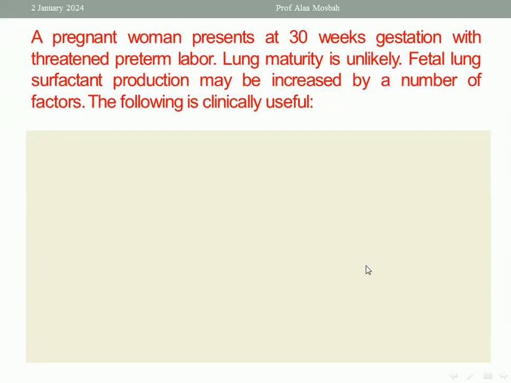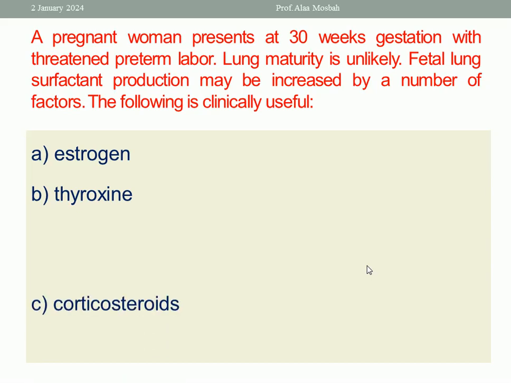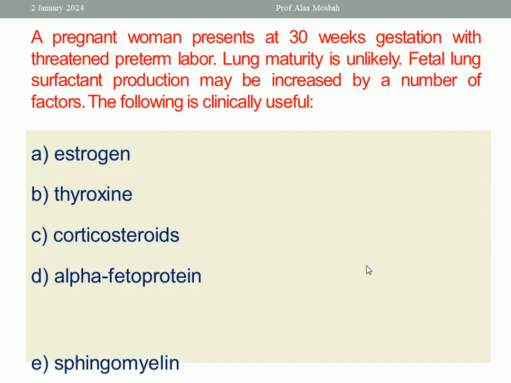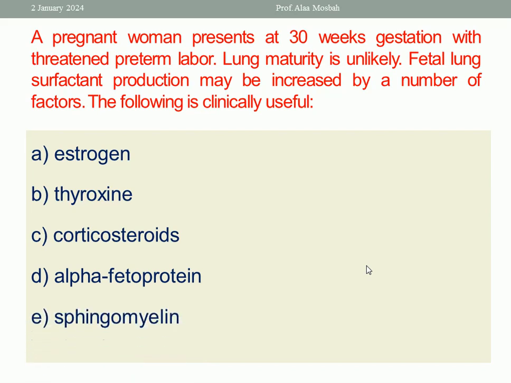A pregnant woman presents at 30 weeks gestation with threatened preterm labor. Lung maturity is unlikely. Fetal lung surfactant production may be increased by a number of factors. The following is clinically useful: A. Estrogen. B. Thyroxine. C. Corticosteroid. D. Alpha-fetoprotein. E. Sphingomyelin. Please choose the one best response.